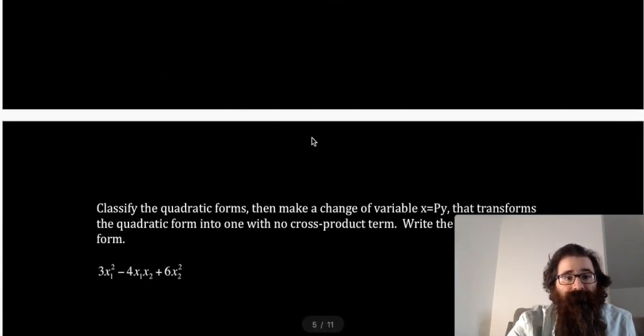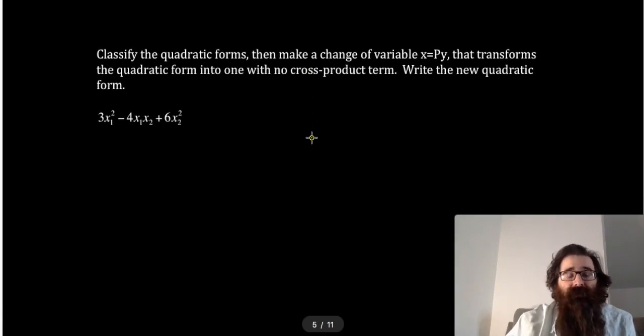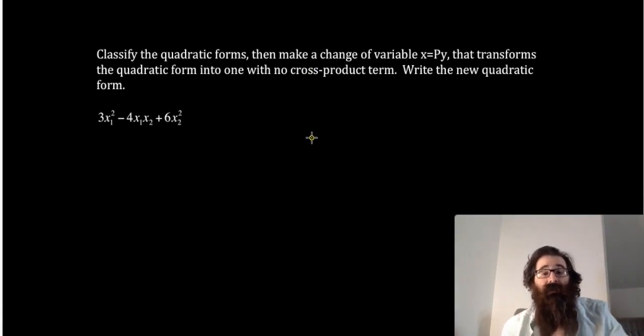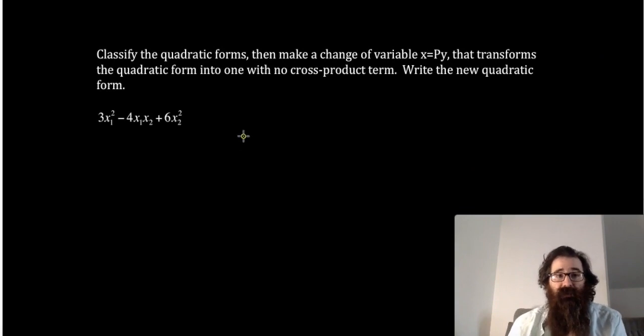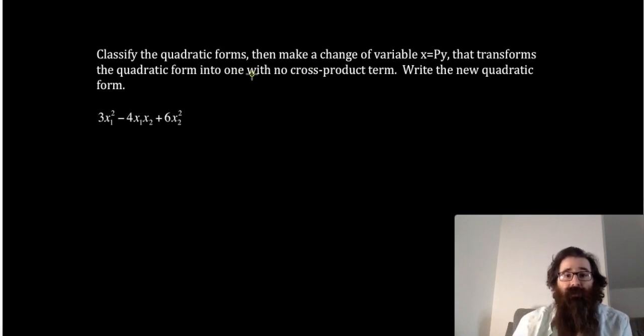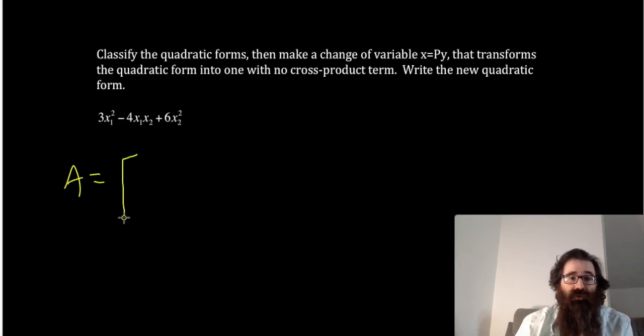Very nice. So let's talk about this, because now I can use this in combination with our orthogonal diagonalization. I want to classify the quadratic form that I have and make a change of variable x equals p times y that transforms the quadratic form into a new quadratic form with no cross product term. And then I want to write the new quadratic form out. Let's go ahead and start just by building that symmetric matrix. We had a lot of practice doing this. This is an R2. We're going to assume we're in R2. So we should be able to do this.